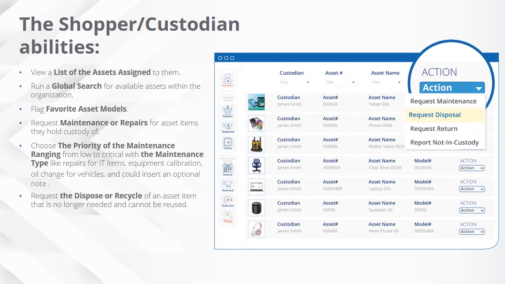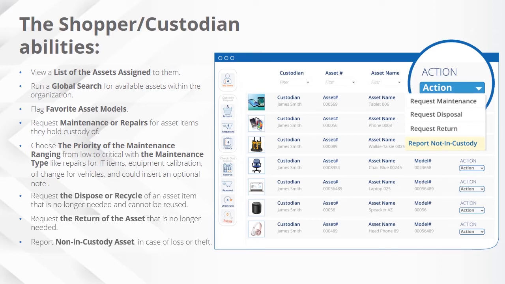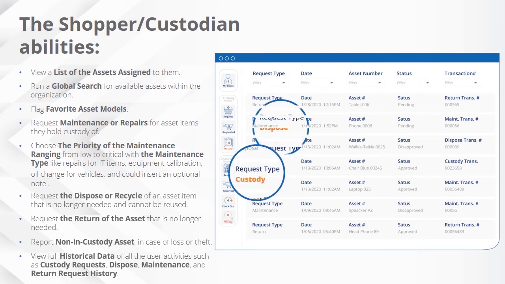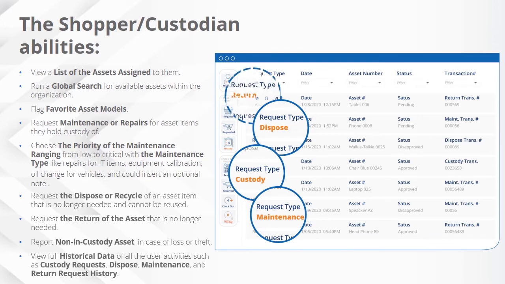Request the disposal or recycling of an asset that is no longer needed and cannot be reused. Request the return of an asset that is no longer needed. Report non-custody assets in case of loss or theft. View historical data of all user activities such as custody requests, dispose, maintenance, and return request histories.